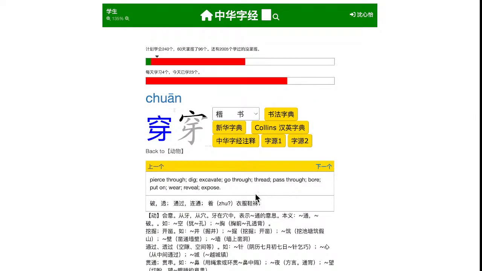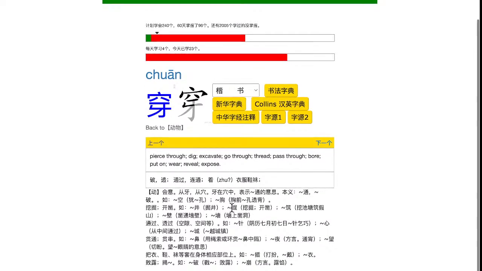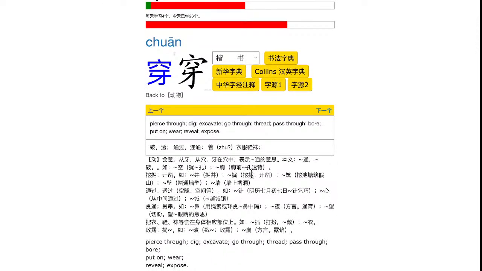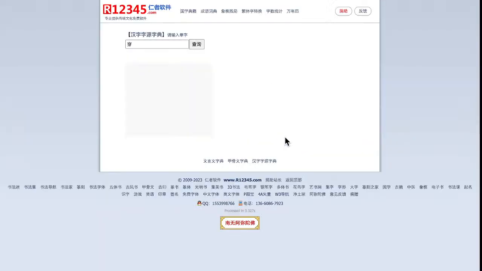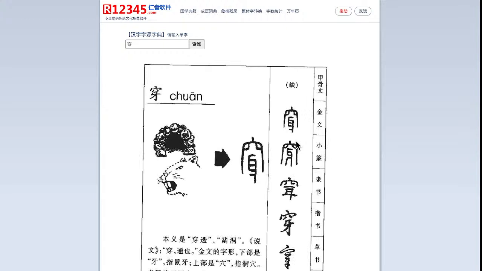蜜蜂穿忙. 穿 means pierce through, or dig, or excavate, go through, thread, pass through, bore a hole. So basically, you are getting through a hole, or making a hole and getting through it. Okay, so that's the meaning.